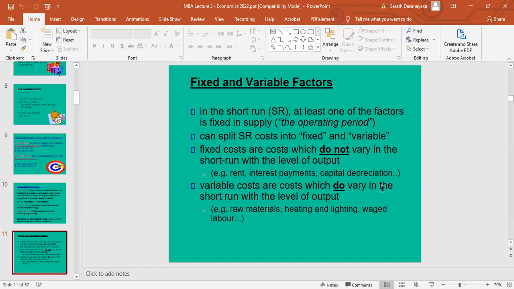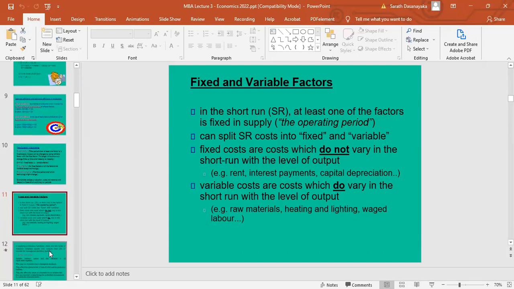And this is a further explanation of what is a fixed factor and what is a variable factor. In the short run, at least one of the factors is fixed in supply. We can split short-run cost into fixed and variable cost. Fixed costs are the costs which do not vary in the short run with the level of output. You can see it's a horizontal curve. It's not changing. You invest in the machines one time, that's it. You can't change it every day. But labor, you can change. Variable costs are the costs which do vary in the short run with the level of output. It can be raw materials, heating, lighting, wages, labor, and these things.